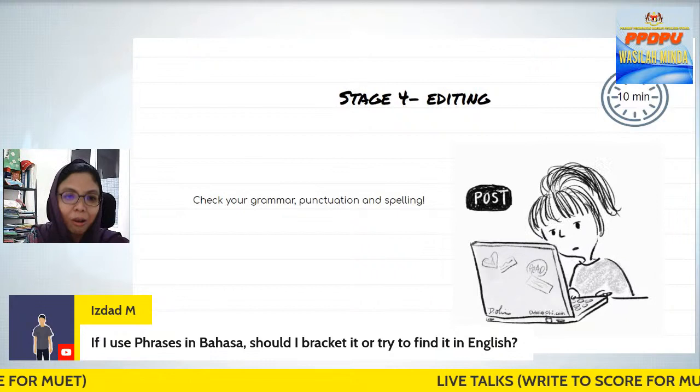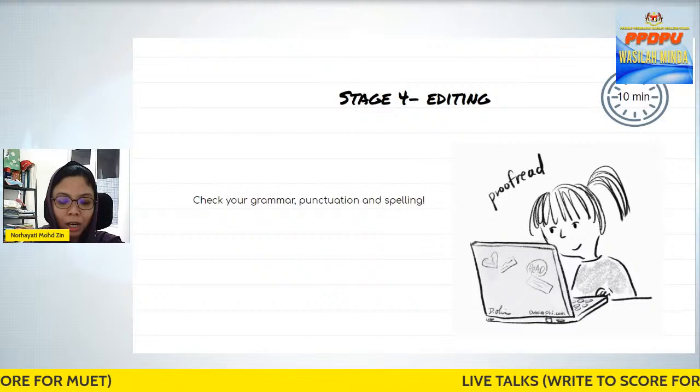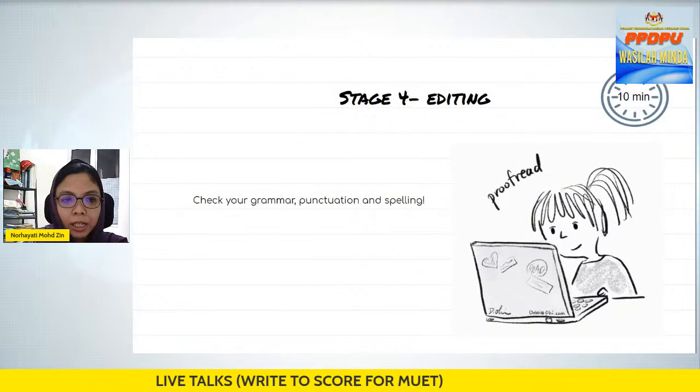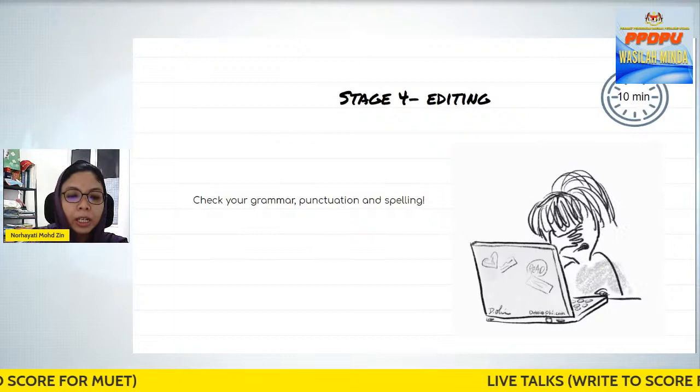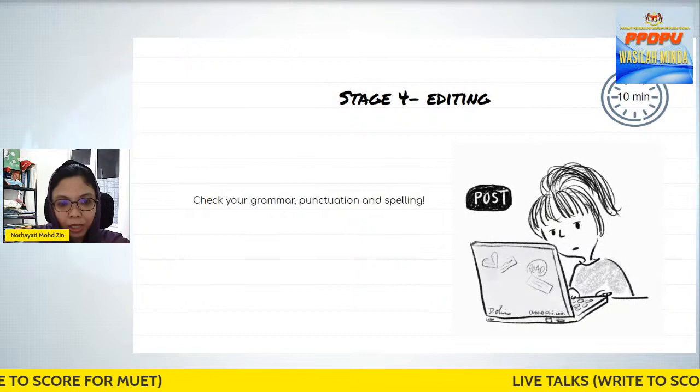If I use phrases in Bahasa, should I bracket them and try to find them in English? If it's a proper noun, you are allowed to use Bahasa Melayu. You can just put a bracket. It should be okay. Because we understand that certain words have a very specific term, for example, gotong royong. Perkataan-perkataan khas, tak apa. Kita boleh terima kalau you letak a bracket. Tak ada masalah.